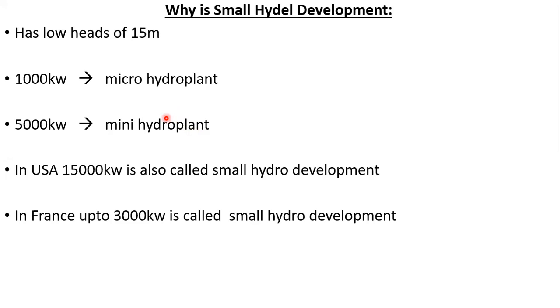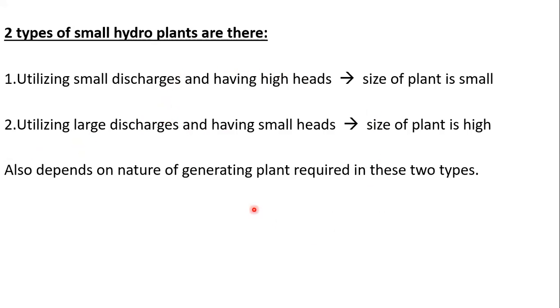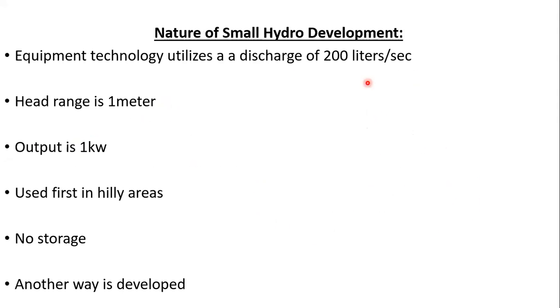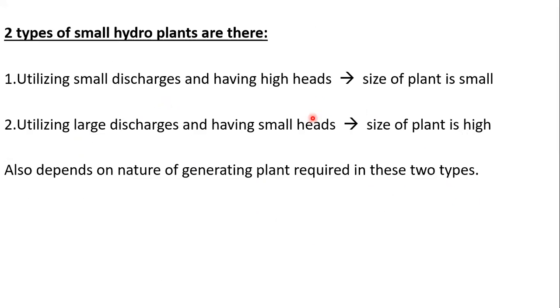So conceptually, small hydro development can be categorized into two types. We can distinctly mention these small hydro power plants as two types. The first one utilizes small discharges and has high heads. And the second type utilizes large discharges and has small heads.